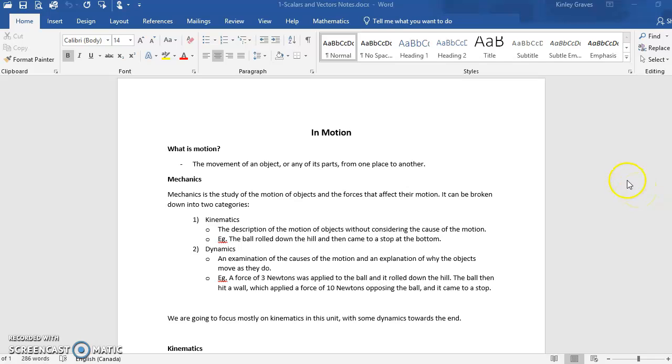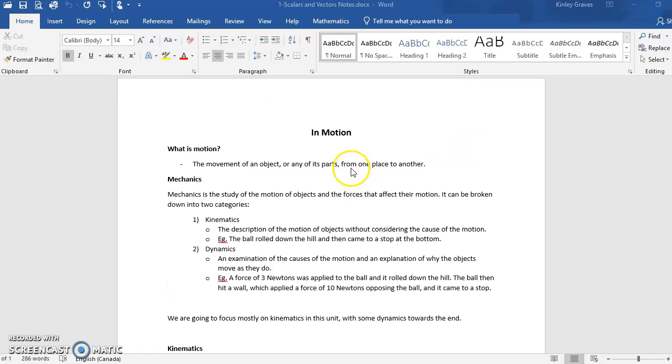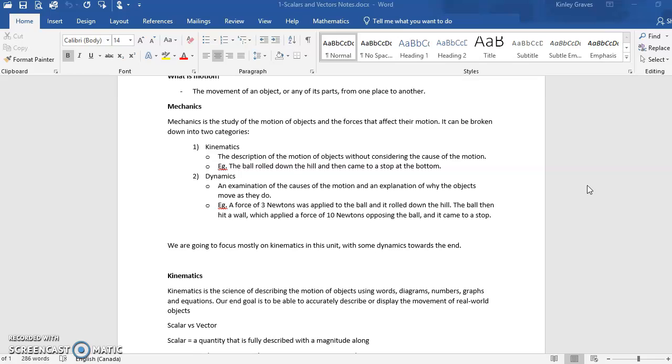So grade 10s, we're going to start off today in the physics unit by talking about what is motion, mechanics, kinematics, and scalars versus vectors. So, what is motion? The movement of an object or any of its parts from one place to another. That is what motion is.